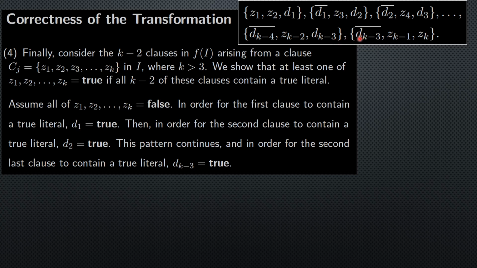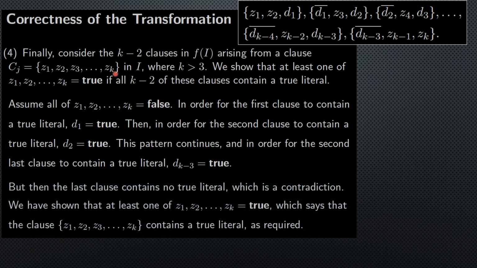Okay, but if D(k-3) is true, then this first literal is false in this final clause, and these 2 Z literals are false, which means the last clause cannot be satisfied, which contradicts what we know about the input, that this f of I is a yes instance of 3SAT. Okay, that's a contradiction, so our only assumption that all of the Z1 to Zk are false must be false. So at least one of them is true, which means the clause C in the original SAT instance I is satisfied.